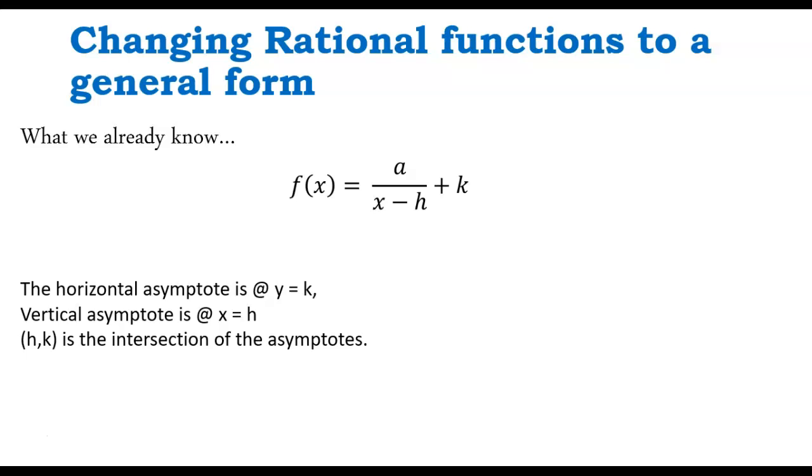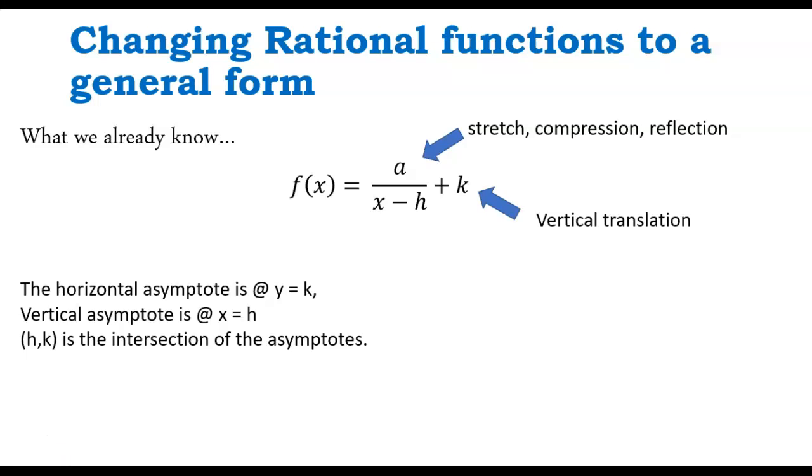Also, we know that in this general form, we can describe the transformations. A is the stretch, compression, or reflection. K is the vertical translation. And h is the horizontal translation. Using this knowledge about transformations, when we are given a graph, it is easier to write the rational function in general form and vice versa.